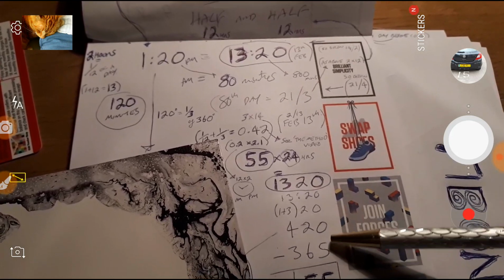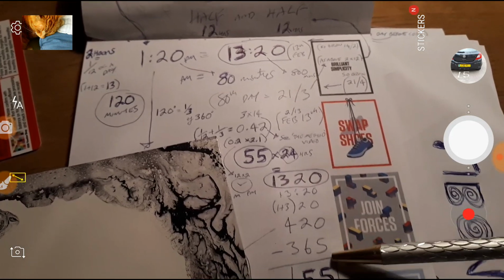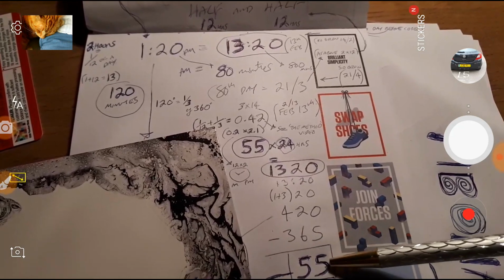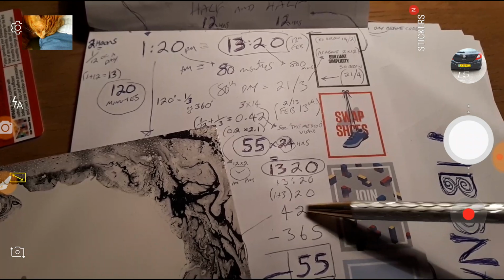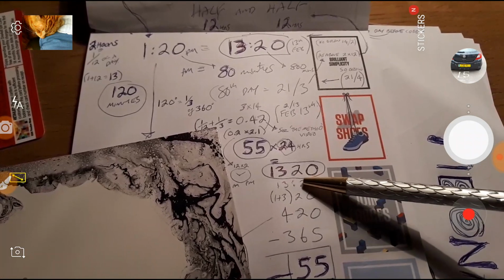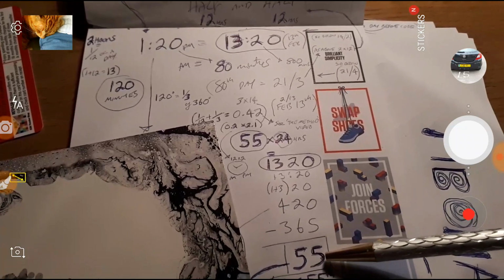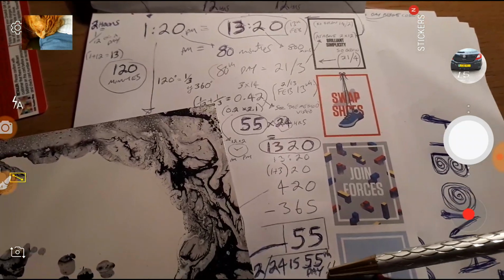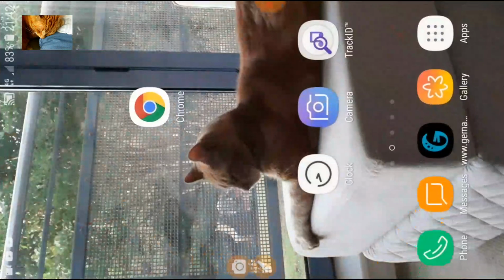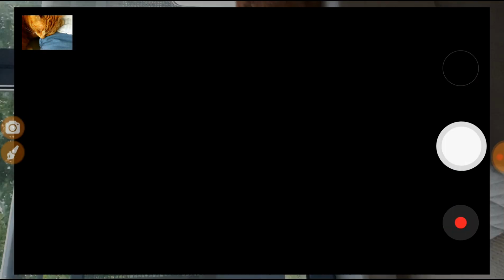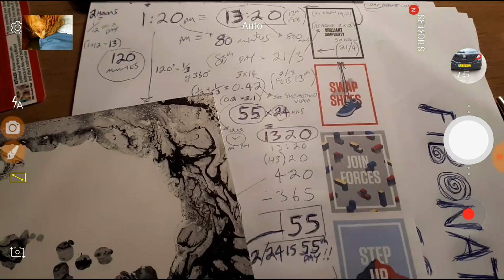420 minus 365, 55. You get the 55th day. 420 days, if you want to use that as days, minus 1 year, you get the 55th day of the year. I do apologise for this. 55th day of the year.